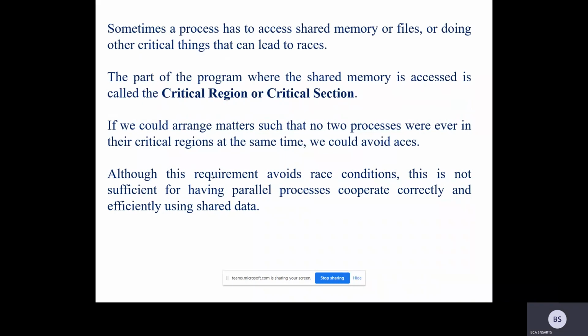But in computers, most of the files are shared by nature. So the variables, the memory, the hard disk, the printers, the printer memory, printer buffer, everything is shared in nature. So many times the race condition may appear. The part of the program where the shared variable, shared file or shared memory is accessed is called the critical region or critical section.